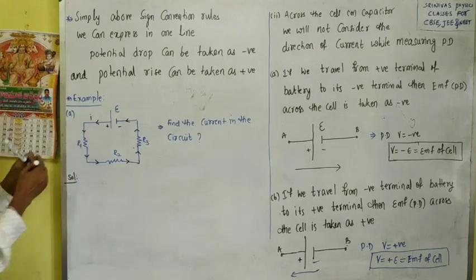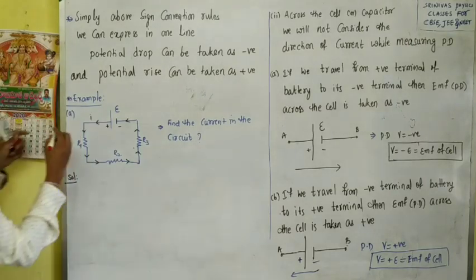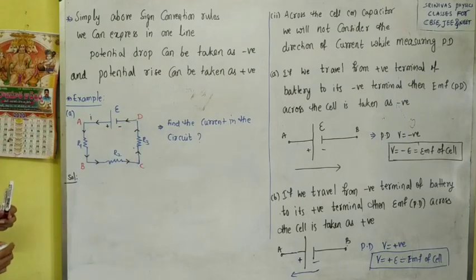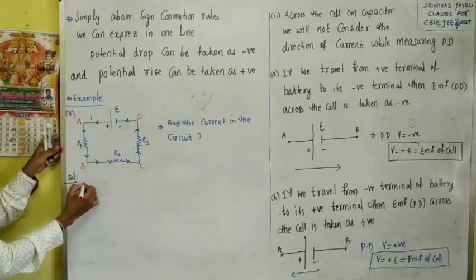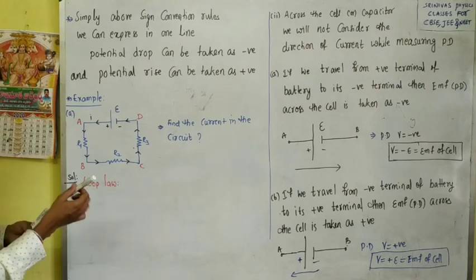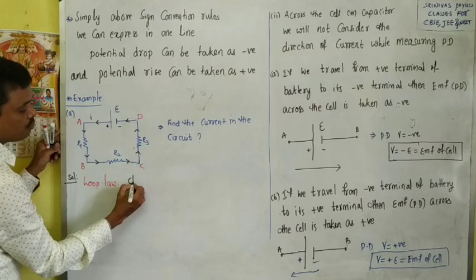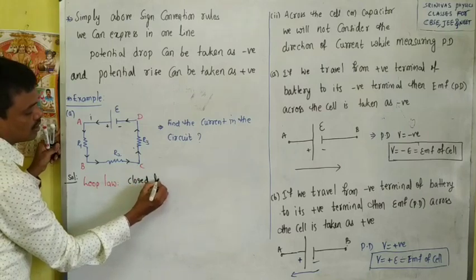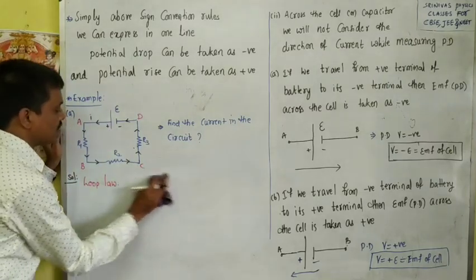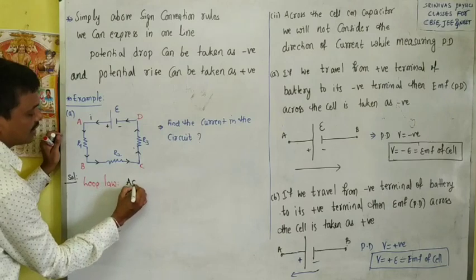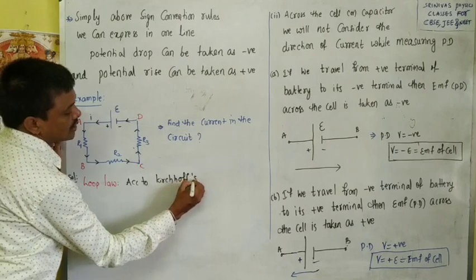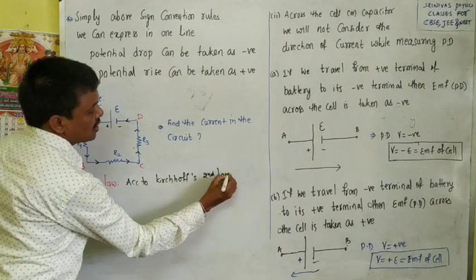Current flows. Take one closed path, and for that we have to take one loop. This is A, B, C, D. Okay, now one loop I will take. The second law, I want to apply the loop law. First I will take the loop as a closed path, closed loop. According to Kirchhoff's second law, we can apply Kirchhoff's second law. Okay, what is our second law?